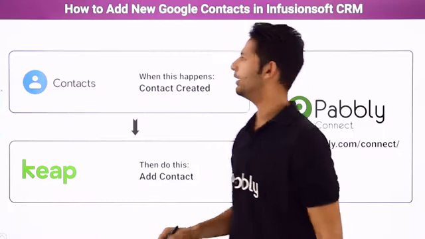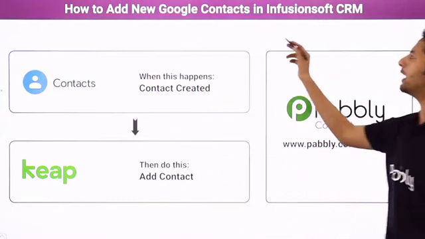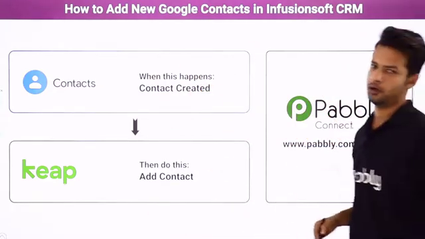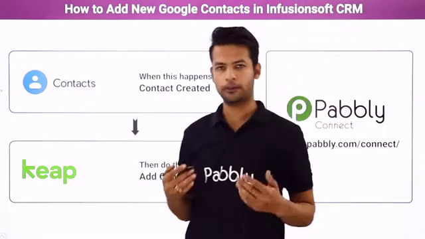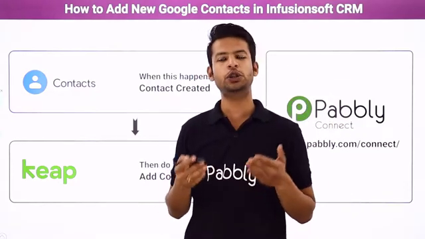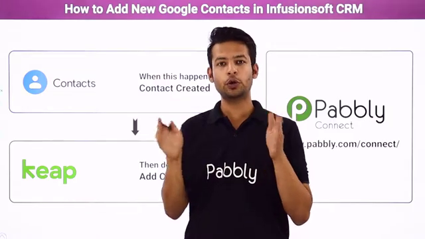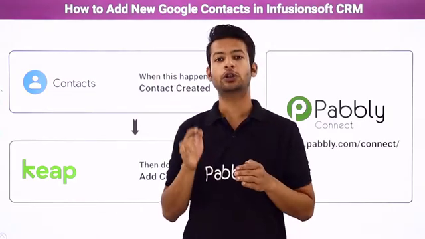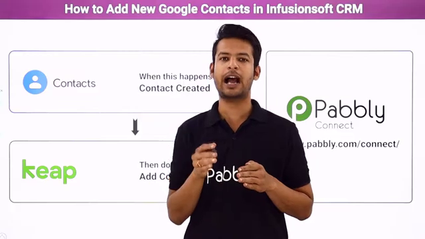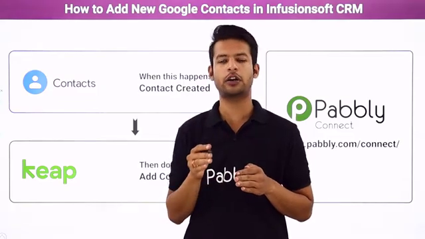Today in this video we will learn how to add new Google contacts in Infusionsoft CRM. Okay, so the idea here is, suppose you have added a new contact in your Google contact account. Now you want there should be two databases of your same contact. So you want that same contact should be added in your Infusionsoft account as well.